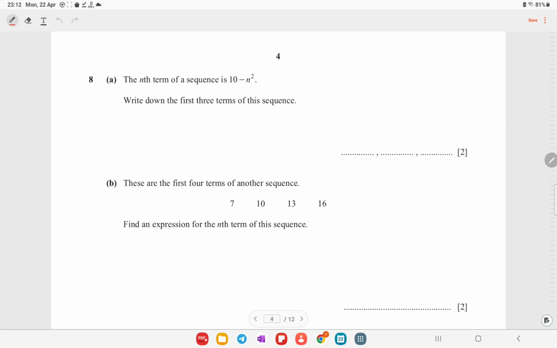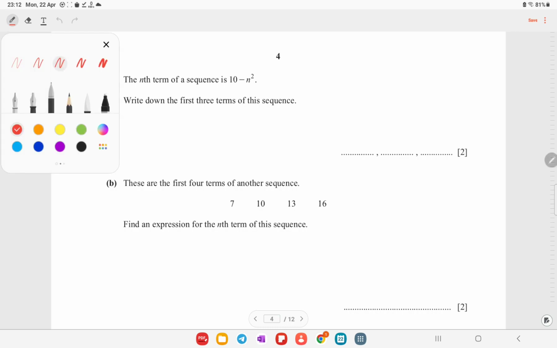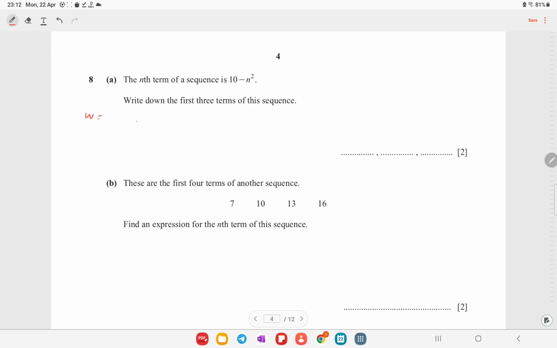Okay, now the question states that the nth term of a sequence is 10 minus n squared. Write down the first three terms of the sequence. So simply what you need to do is put the values n equals 1, n equals 2, n equals 3, because you need to find the first three terms.